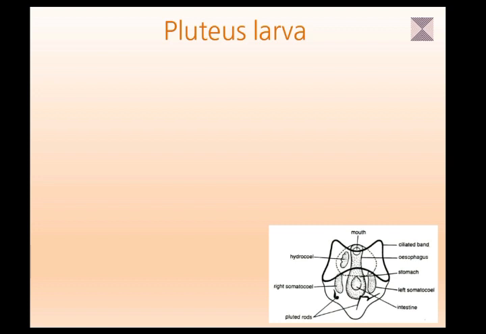And this is the somatocoel, the right one and the left one, and this is the hydrocoel. So we have got a hydrocoel for the water vascular system, and we have got a somatocoel for the formation of the organs in the adult animal. Now, this larval form can be regarded as a modification of the Auricularia larva, which we have seen previously. Now, the Auricularia of the class Holothuroidea can develop into a Pluteus in some of the animals.